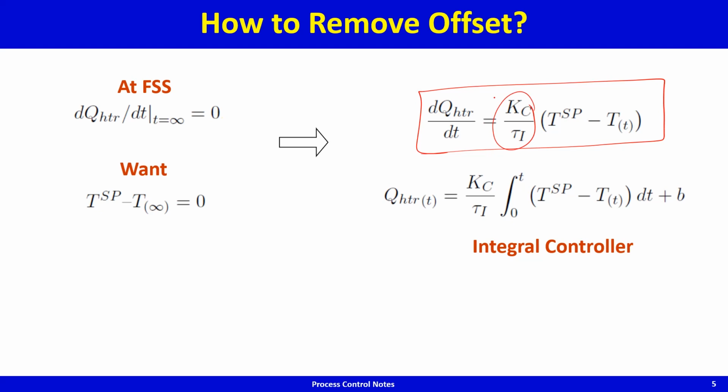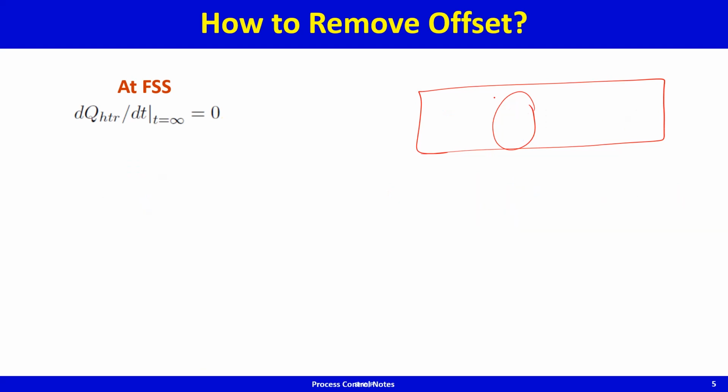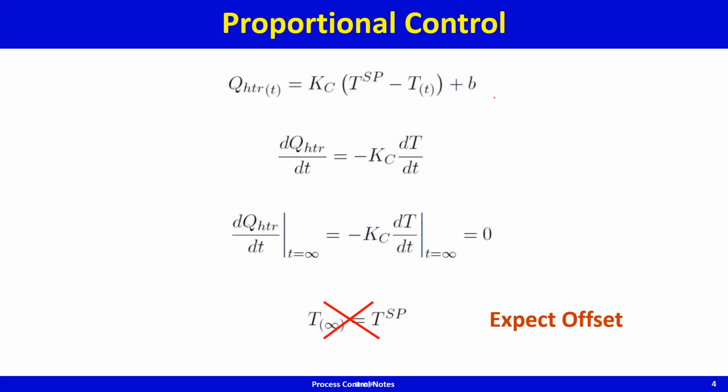You see, if you look at the previous control law, Kc has units of QHTR divided by degree Celsius. That's the units of Kc.